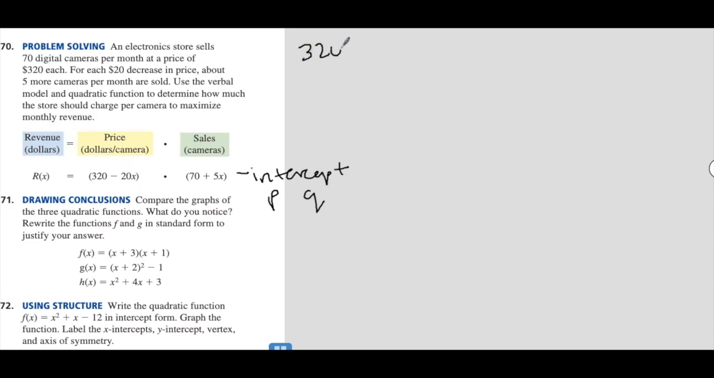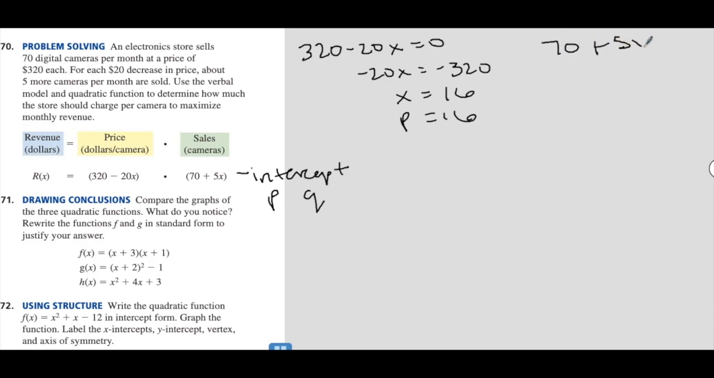So 320 minus 20x equals 0. Negative 20x is negative 320. X is going to equal 16. So there's my P. P equals 16. Here's my Q. 70 plus 5x equals 0. 5x equals negative 70. X equals negative 14. So that means my Q equals negative 14.